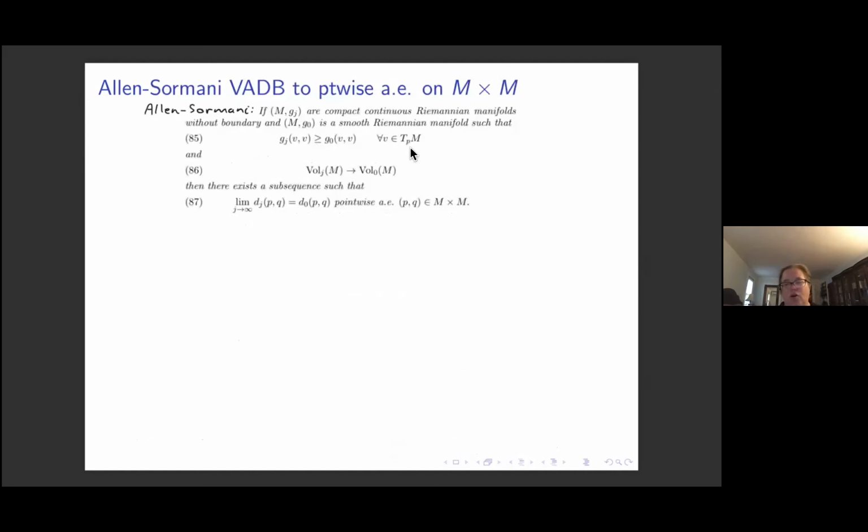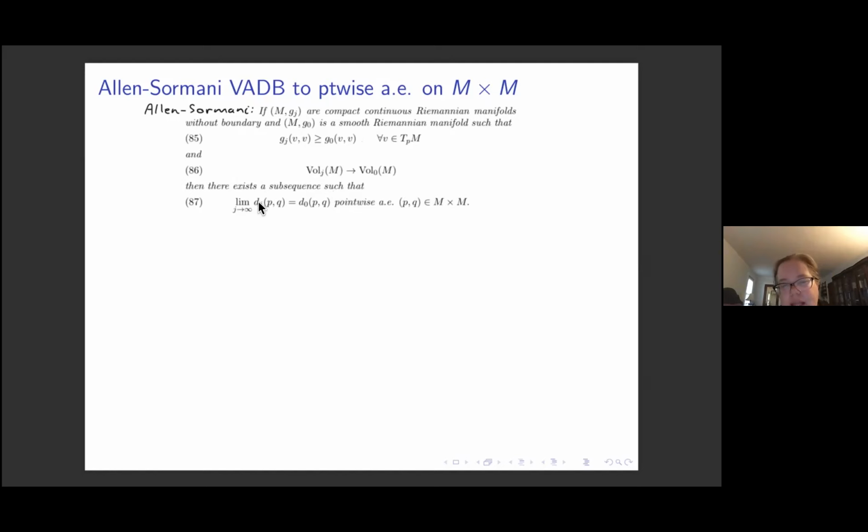So the first step was an older theorem I proved with Alan in a different paper, where we said that if we have metric tensors GJ greater than G naught and the volumes are converging, then we get the limit as J goes to infinity of the distance from P to Q is equal to distance in the limit PQ pointwise almost everywhere for P's and Q's in M cross M. Okay, so this is actually kind of straightforward, integrating volume forms, integrating out. And the problem is that we're getting pointwise almost everywhere for pairs in M cross M.